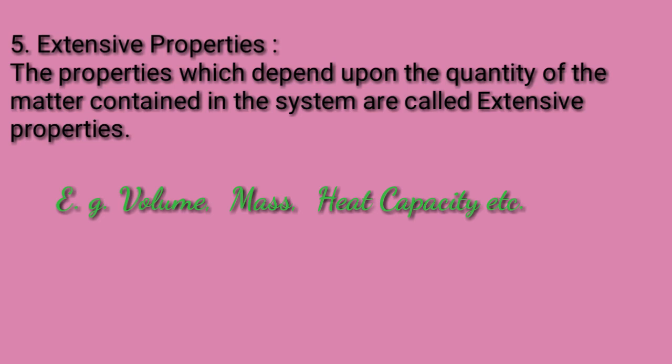Mass is also an example of extensive property. In chemistry, mass or weight is same, because mass depends upon the amount of that substance. Greater the amount of the substance, higher the mass or weight of that substance, and lesser the amount of that matter, smaller is the mass of that substance. Okay, clear? That means extensive properties are those properties which depend upon the quantity of the matter.